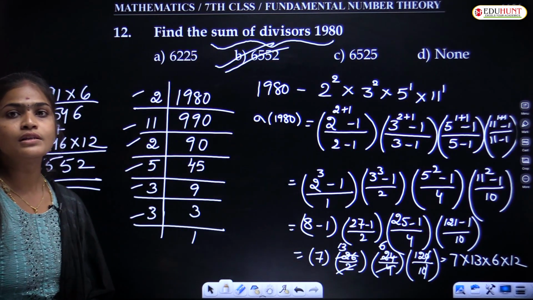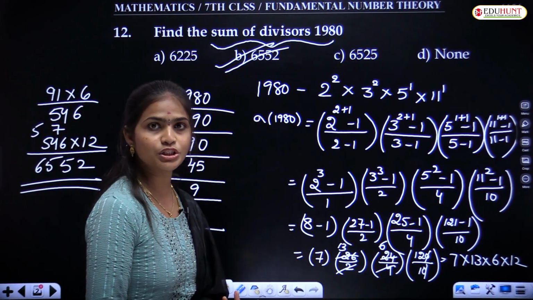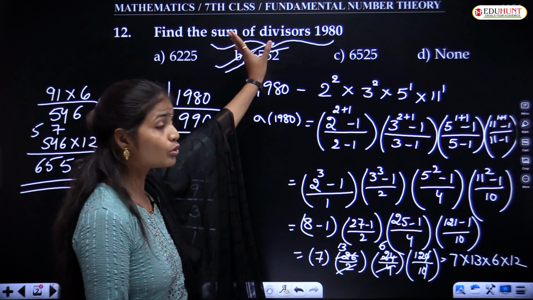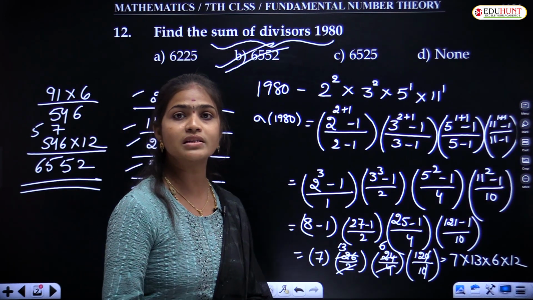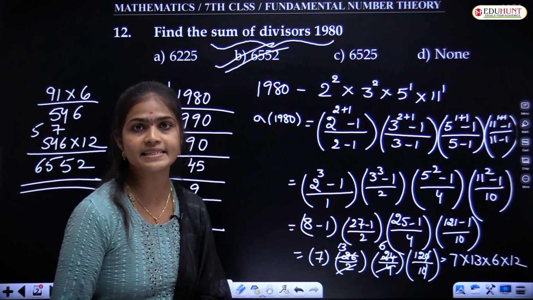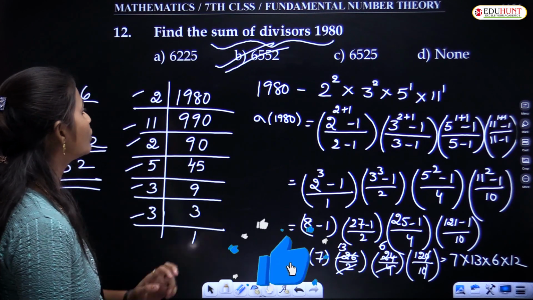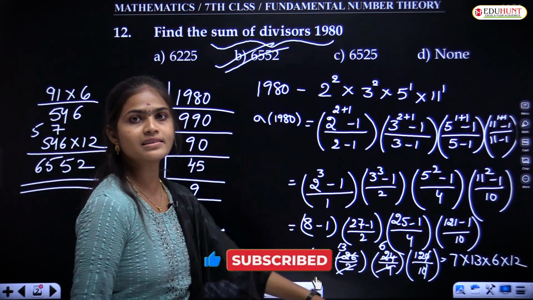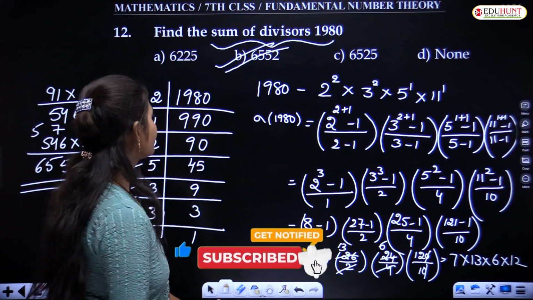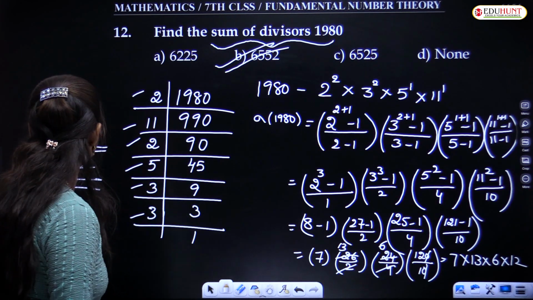6552. Okay, so for every number, first we have to write the prime factorization. After that we have to see the question, what they are asking. Okay, number of divisors or sum of divisors or product of divisors, which question they are asking. First we have to see that. After that we have to apply the formula and then substitution, then simplification. Okay, so this is about the 12th question. Now see the next one.